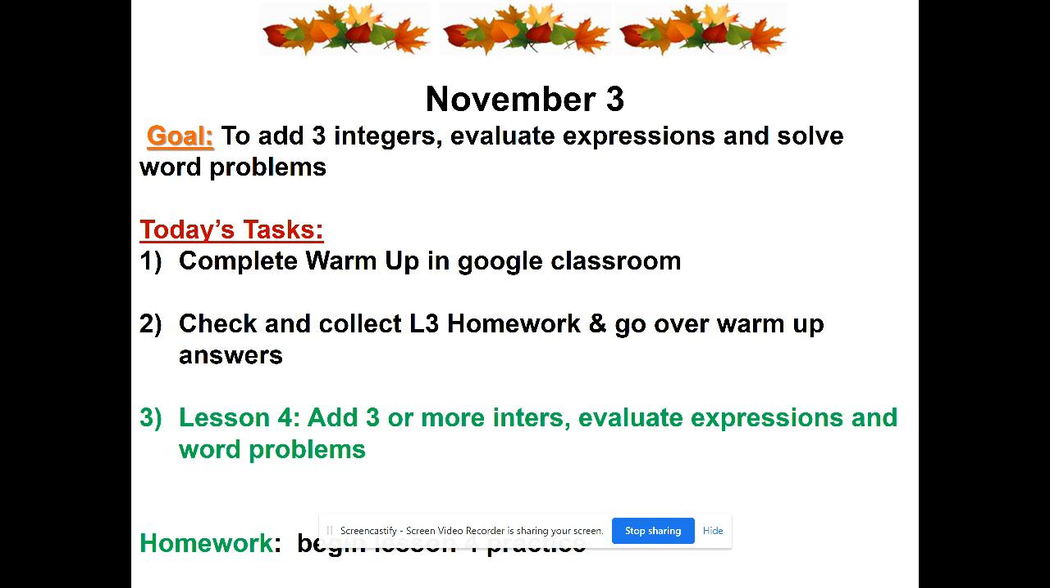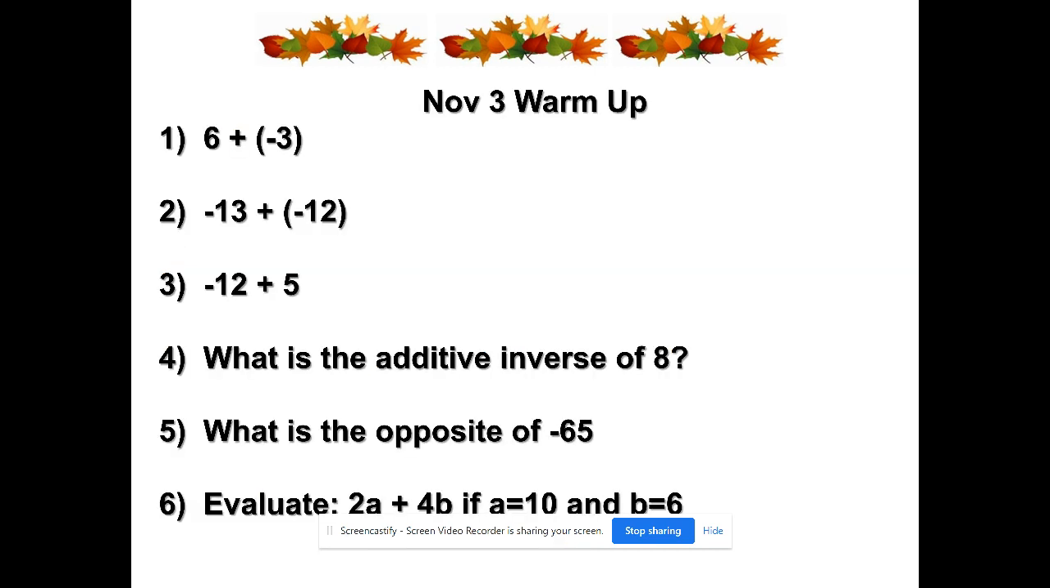And then we have a new lesson on how we're going to add three or more integers. I can see a typo in there, that's okay. Then evaluate expressions and word problems, and then we have some homework.